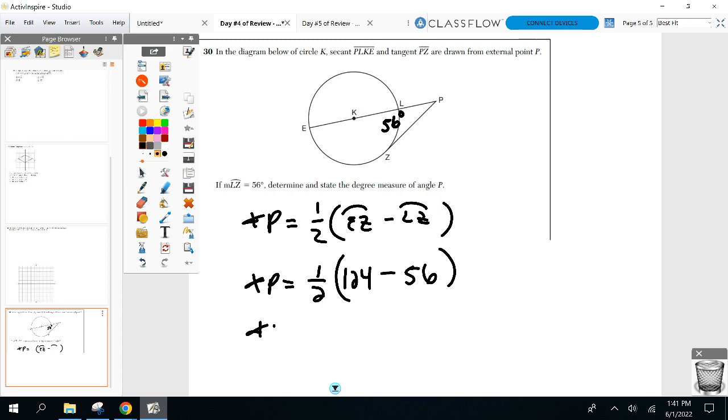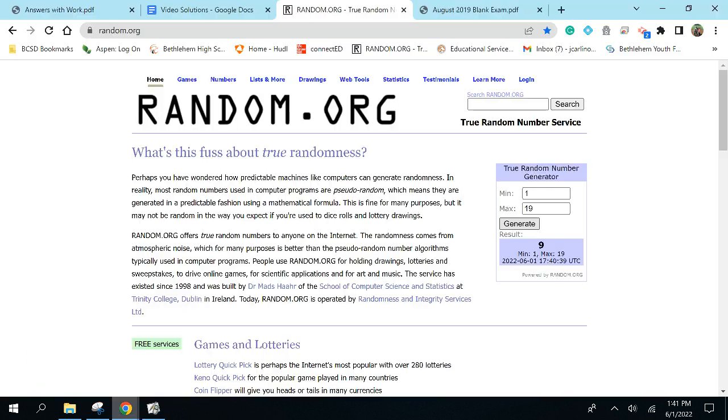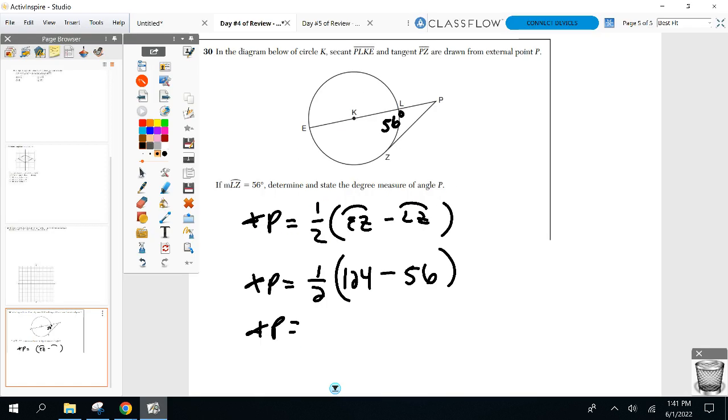Great job. Angle P. Meg, when you're ready, give me that value. 35? Yeah, we're okay there. 34? 34. Yes. Okay. Look, easy 2 points if you know the rule.